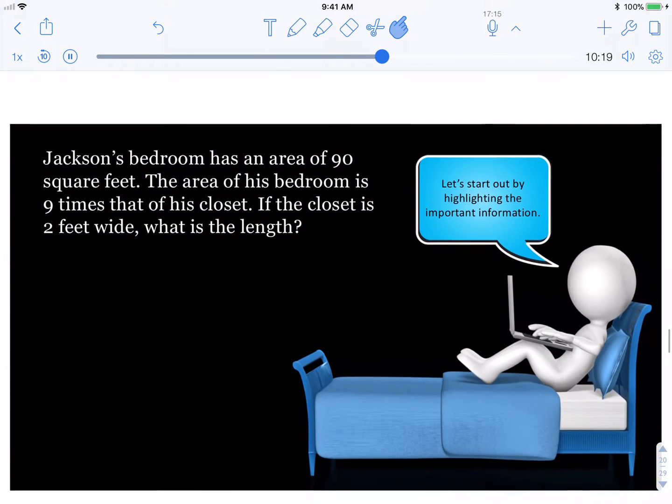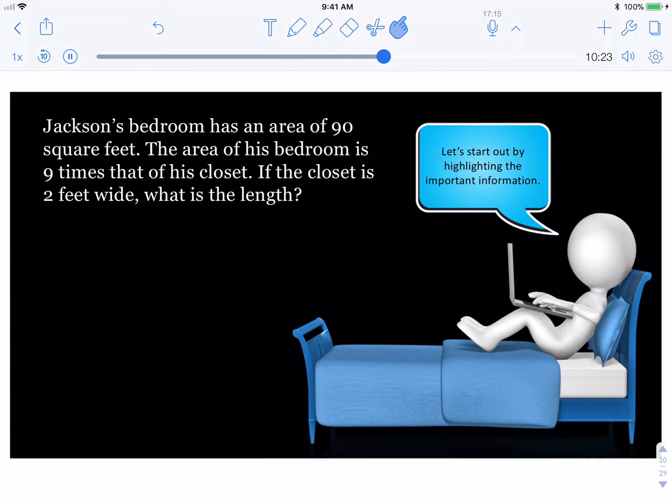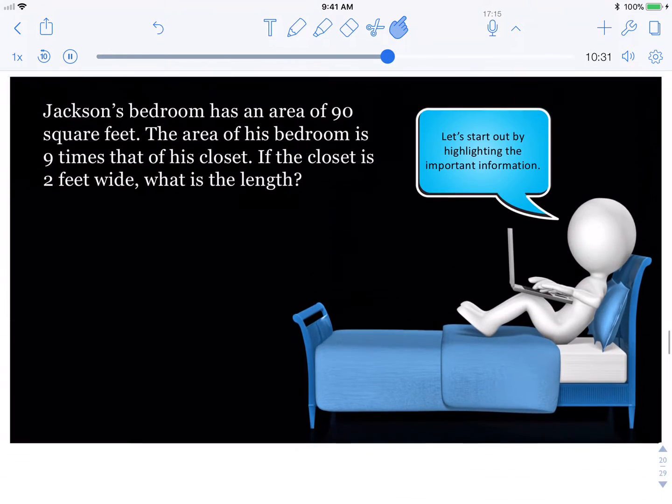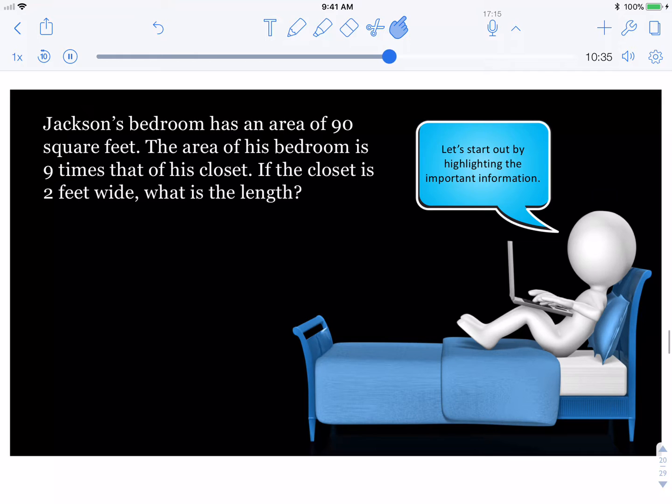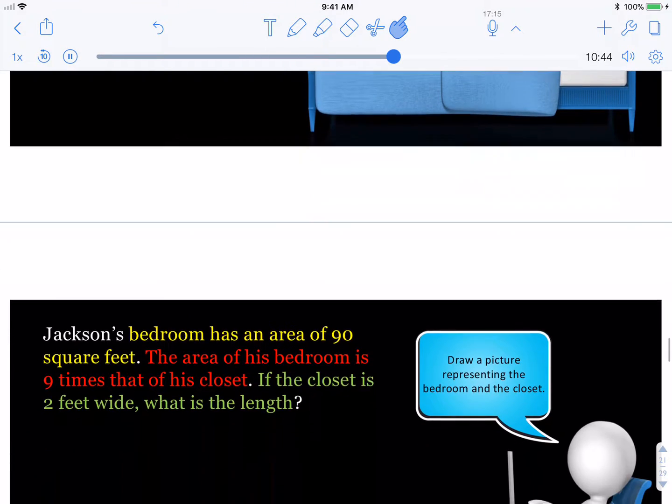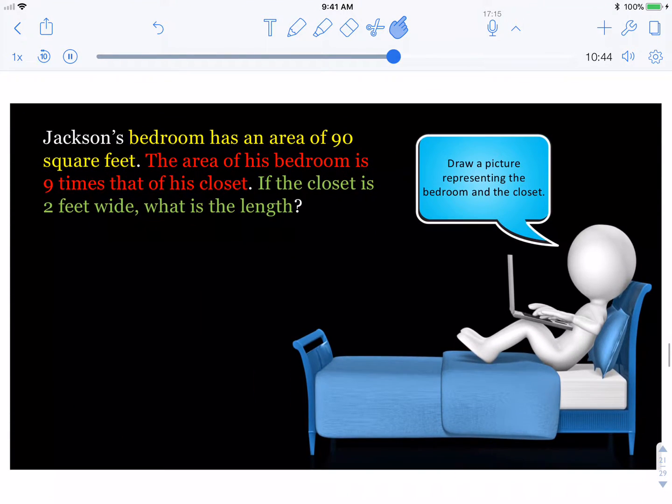Jackson's bedroom has an area of 90 square feet. The area of his bedroom is 9 times that of his closet. If the closet is 2 feet wide, what is the length? Let's start out by highlighting the important information. Go through, highlight the important information of that problem, pause it, and when you're done, check to see if yours looks like mine. Now you're going to draw a picture representing the bedroom and the closet.